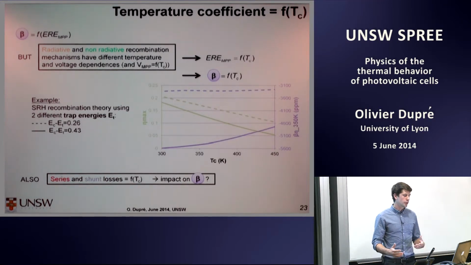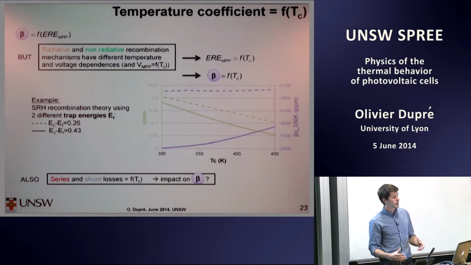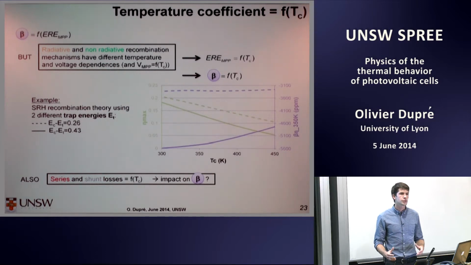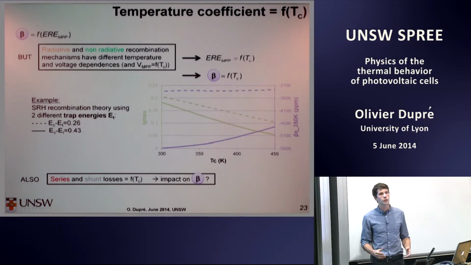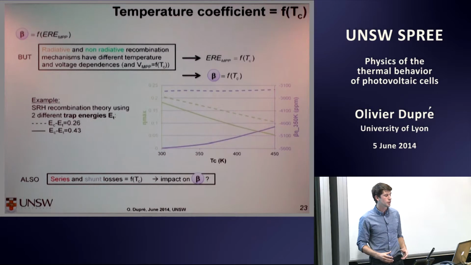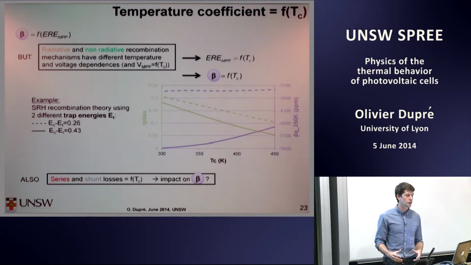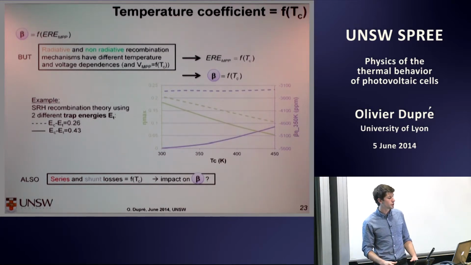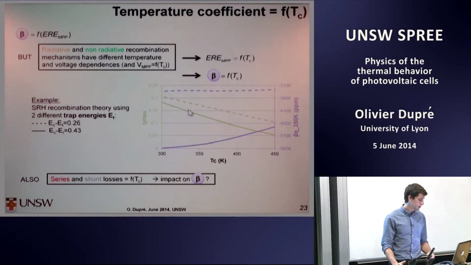But there is some other thing that we have to consider. The radiative and non-radiative recombination processes have different temperature and voltage dependencies. That means that as the ERE is equal to the fraction of those mechanisms, it will be a function of temperature itself. So the temperature coefficient could be a function of the temperature. So we give an example here.